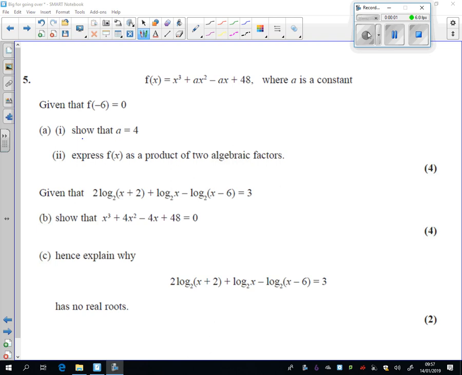Question 5, I've got our factor theorem. It is a show that, so I'm going to include lots of working here. I'm going to do f of minus 6. I've got minus 6 cubed, minus 6 squared.